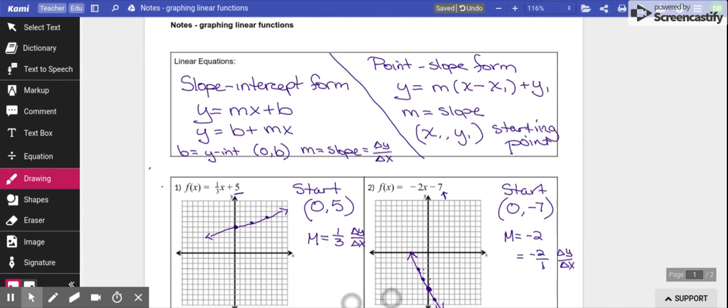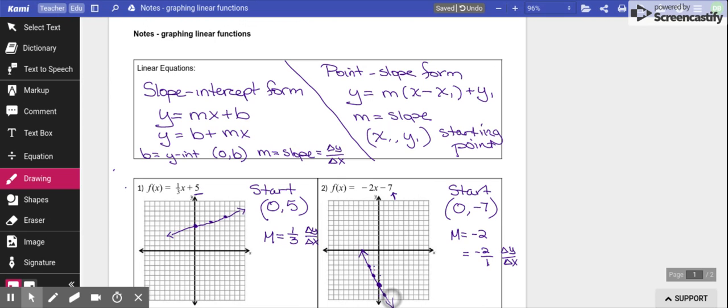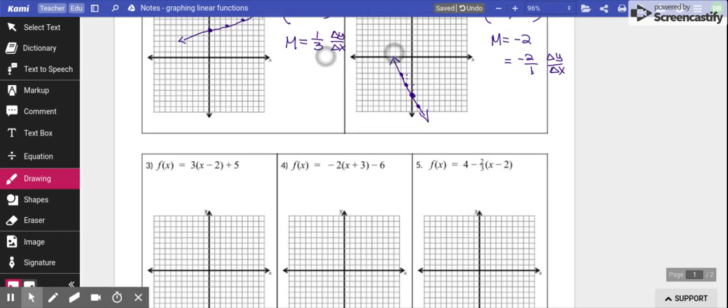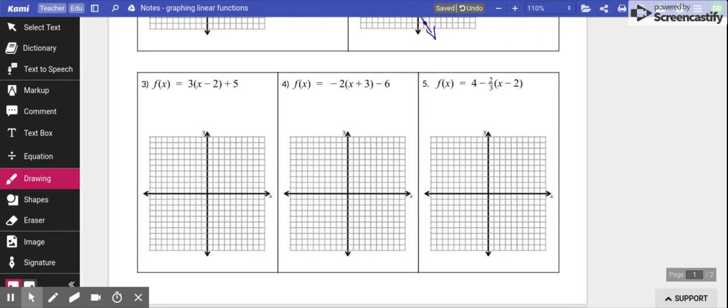The next examples we're going to look at are point-slope form. So let's look at example number 3. Example number 3 is in point-slope form. I can see right here that my slope is going to be 3, or 3 over 1. My starting point, this is my x1 and this is my y1. And since we can't see it on the video, I'm going to write point-slope form right here for us.